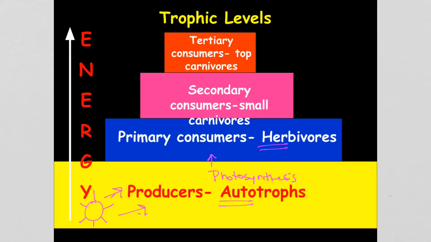the primary consumers are benefiting from that stored energy. However, they're not getting all of it, because some of that energy was used by the plant, and some of it was lost as heat. Then when those primary consumers are consumed by small carnivores or omnivores, the energy, oh, I better switch my color.